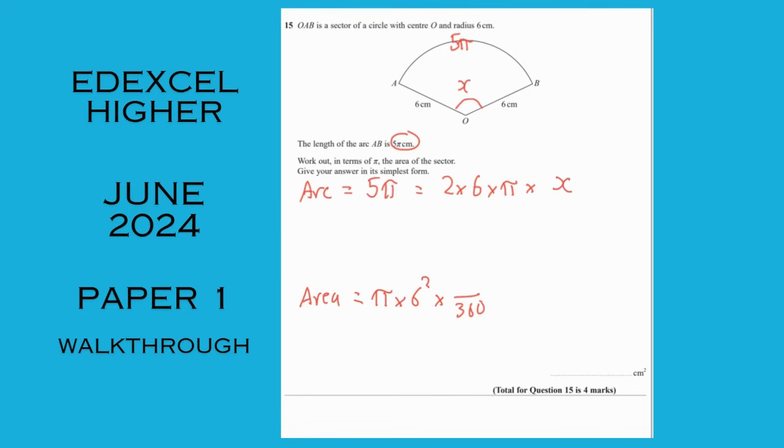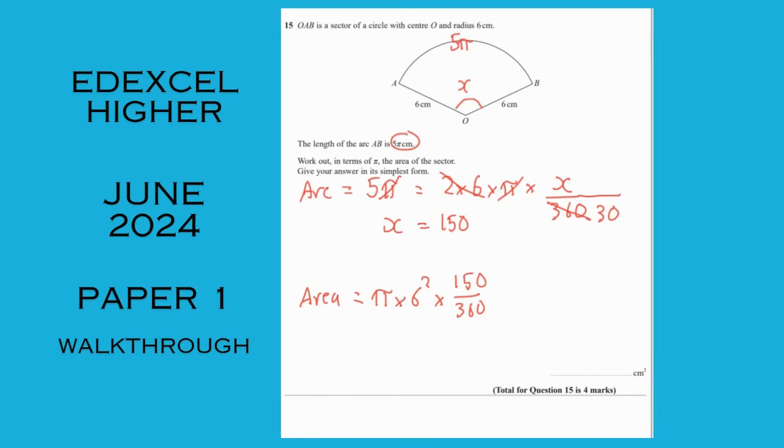Could fill it in there, not going to bother. Divided by 360. Now what we've got going on is we've got two lots of 6, that's 12. 12 over 360 is 30. The pi's cancel, and so x divided by 30 is 5, multiplying both sides by 30. We find our angle. And it's still non-calc, don't forget.